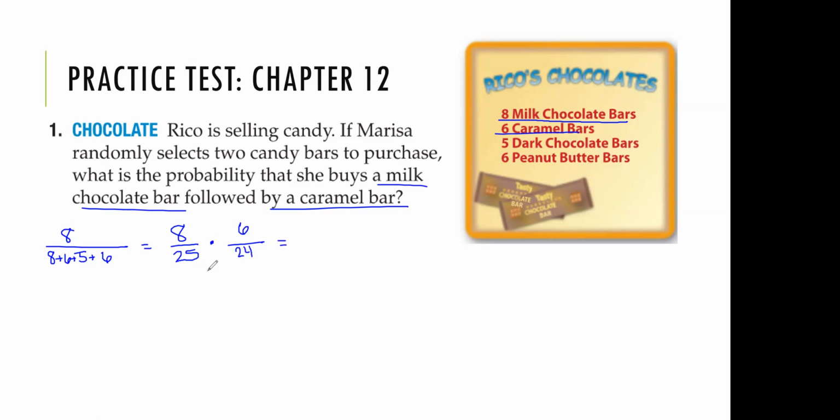So we would multiply 8/25 times 6/24, and we can see if we can cross simplify anywhere here, and we can. 8 and 24 have a common factor of 8.